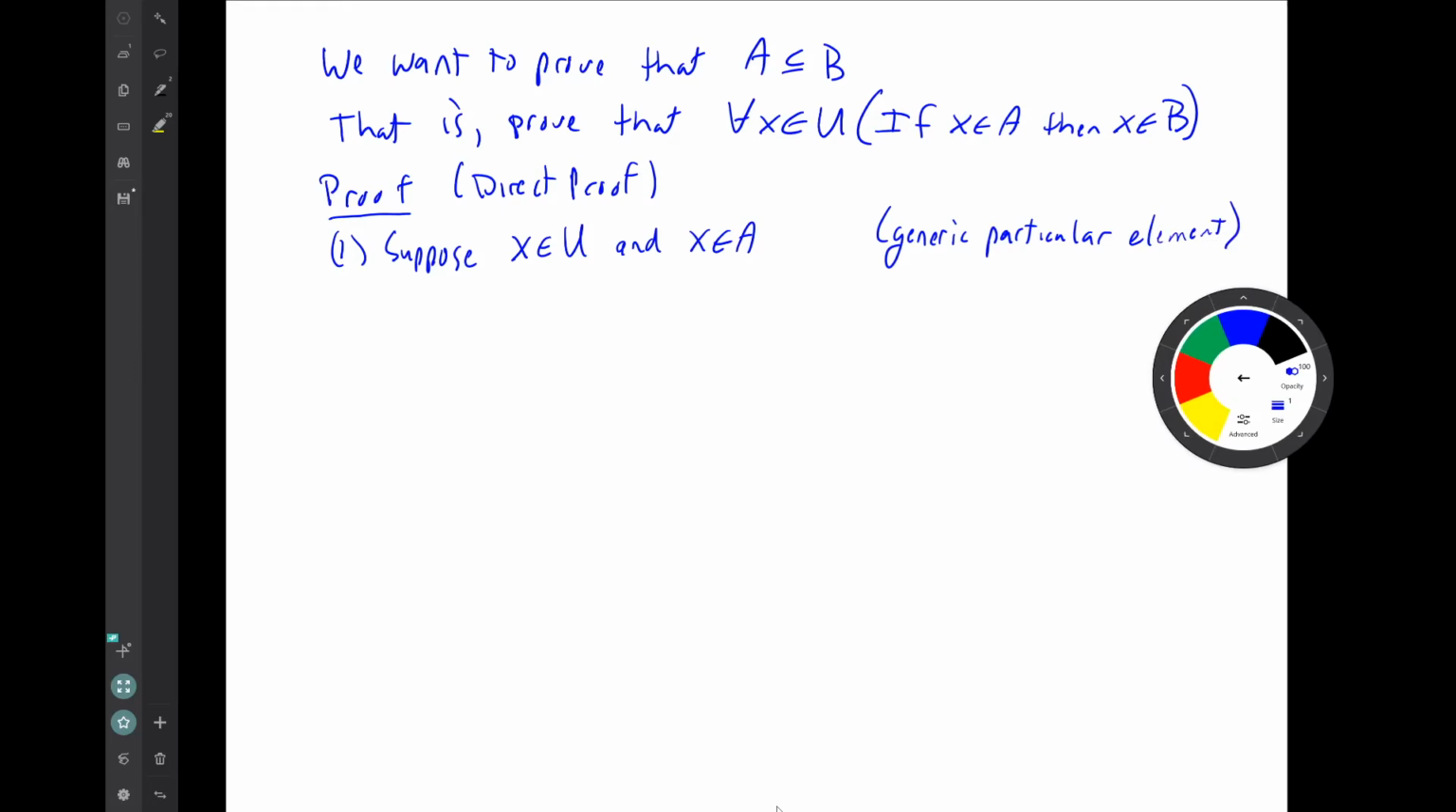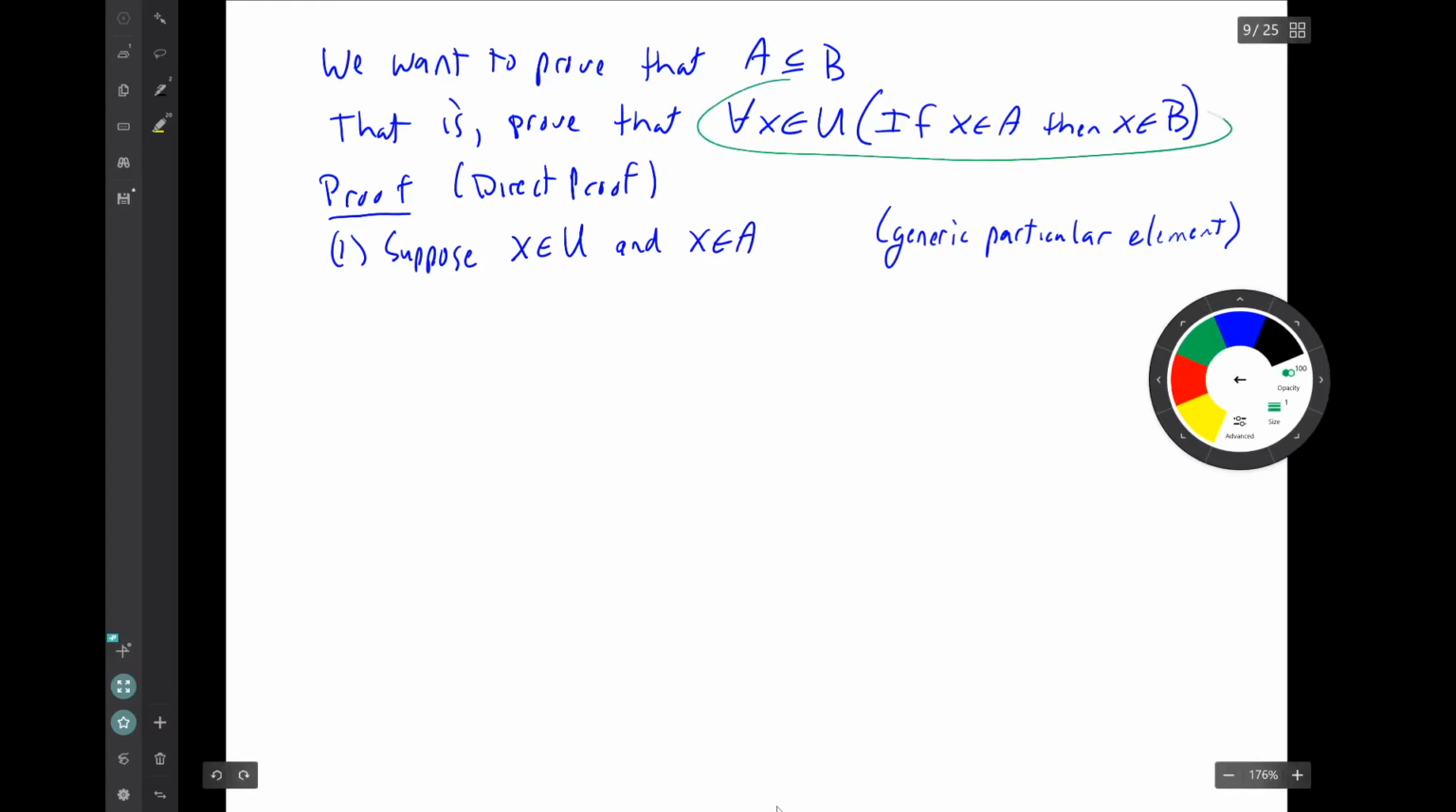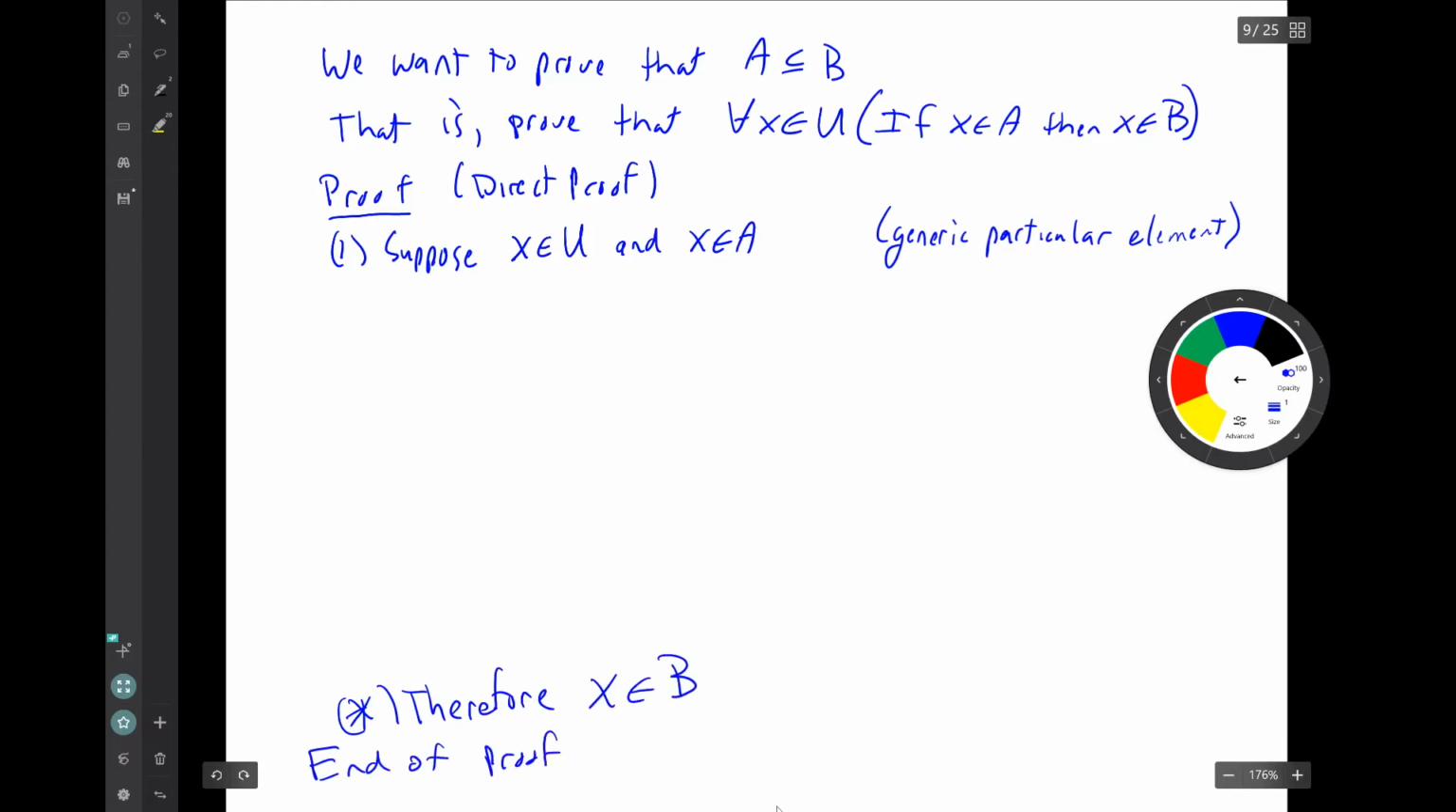So there's how the direct proof starts, as always. We write down a generic particular element, one that is in the domain and satisfies the requirement mentioned in the hypothesis. X is an element of A. We have no choice but to start our proof that way, because we're proving this universal conditional statement. Furthermore, we have no choice about how our proof has to end. It has to end with this: X is an element of B. So we can skip down to the end and put that in as the last statement of the proof. So there's the frame of our direct proof.